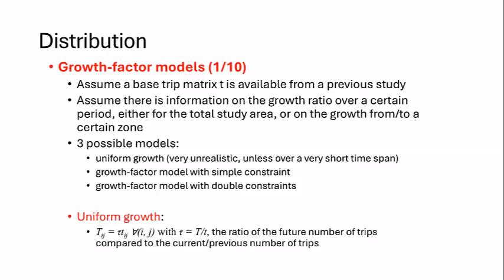Let's begin with the first class of models, the growth factor models. These models assume that we have a base OD matrix from a previous study, and we also have information on how much growth to expect in the future. For instance, we might know that overall trips will increase by 20%, or that specific zones will experience more growth than others. The three variants are uniform growth, which assumes the same growth everywhere, singly constrained models, where growth is applied to either origins or destinations, and doubly constrained models, which account for growth at both ends of the trip.